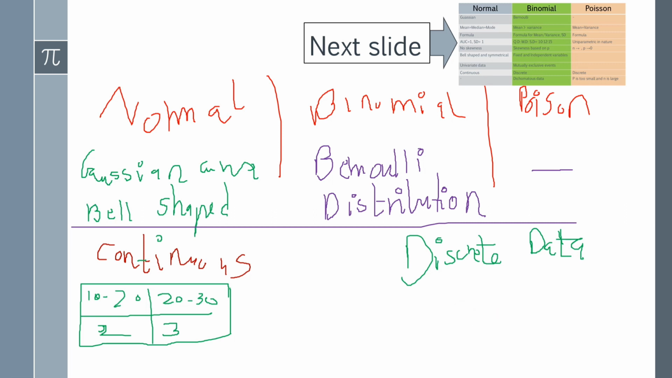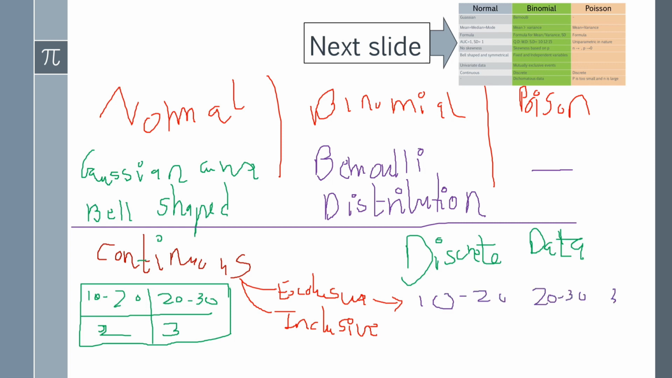Now, in continuous data there are also two types: one is exclusive continuous data and one is inclusive continuous data. Now what is exclusive and inclusive? In exclusive, the lower limit of one class is the same as the upper limit of the previous class. Here you can see 10 to 20, 20 to 30, 30 to 40. The lower limit of this class is 20, and the upper limit of the previous class is 20. So both are the same, there is no difference.